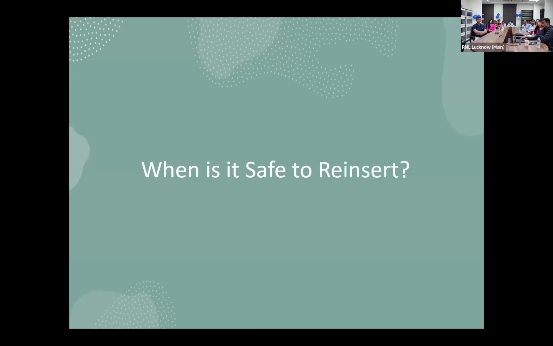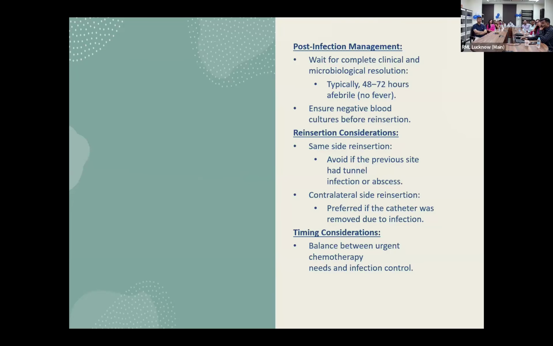If we have removed the port, when is it safe to reinsert it? Next slide, please. The first thing is microbiological resolution of the infection, which is typically a 48 to 72 hour period with no fever. We should ensure that the patient has negative blood cultures before reinsertion.